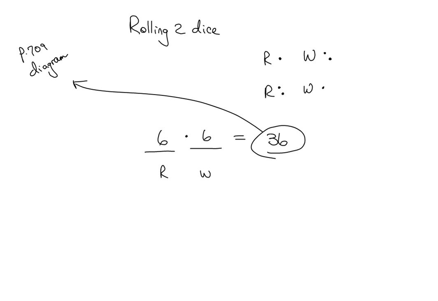Okay. So, what happens if we have a situation, for example, like we want the probability, so we roll 2 dice, and we want the probability of getting a 7, a sum of 7.